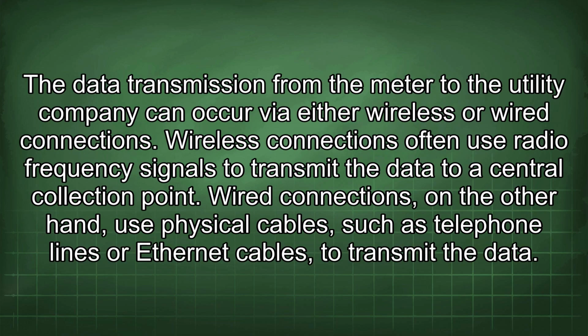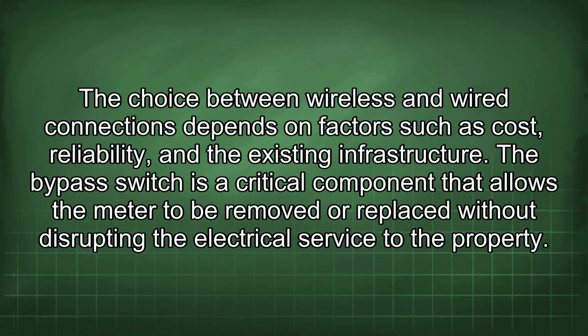The data transmission from the meter to the utility company can occur via either wireless or wired connections. Wireless connections often use radio frequency signals to transmit the data to a central collection point. Wired connections, on the other hand, use physical cables such as telephone lines or Ethernet cables to transmit the data. The choice between wireless and wired connections depends on factors such as cost, reliability, and the existing infrastructure.